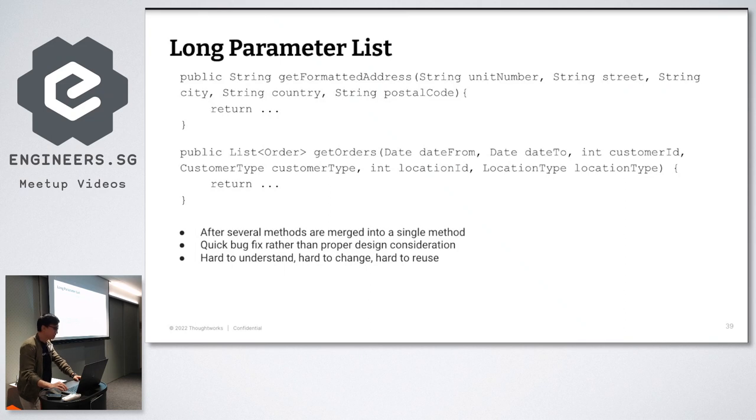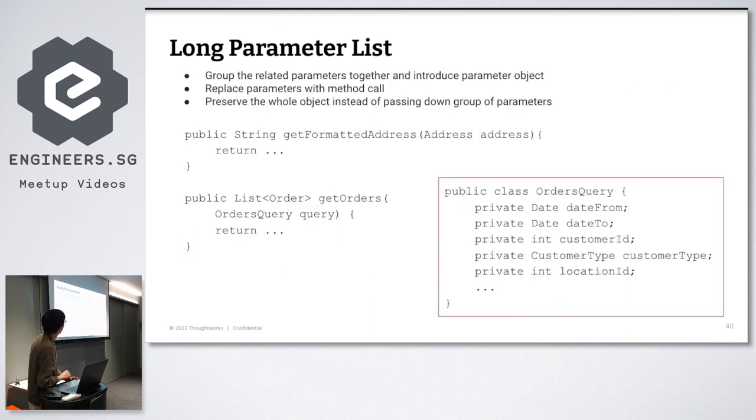So how can we refactor this kind of long parameter list? One way is to group related parameters together and introduce a parameter object. From the above example, instead of passing down all those string values for the formatted address, we can pass the address object. It's fewer parameters and does the same job. Same for the example below, to get the orders. This looks like it queries data from maybe an order table or something. We can create a query object, put all that related information into one class, then pass it down into our method.